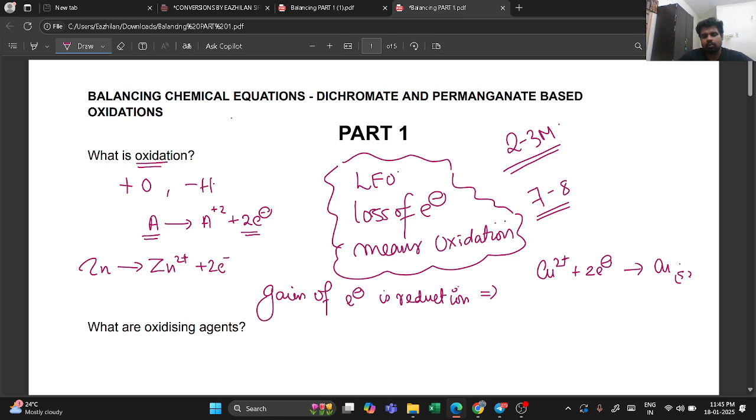Okay, so oxidation means there should be loss of electrons. So an element should lose electrons to be oxidized. If the element is gaining electrons, if the ion is gaining electrons, then it is said to be reduced.